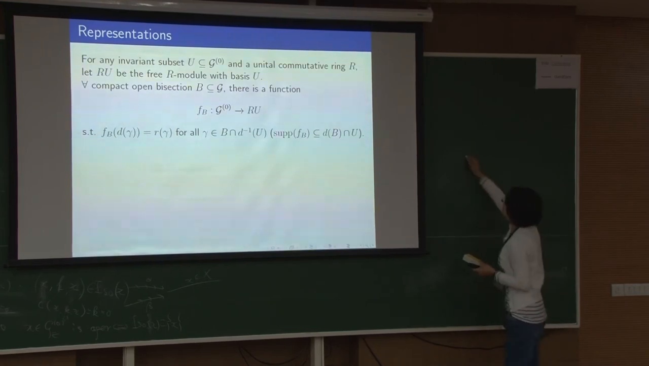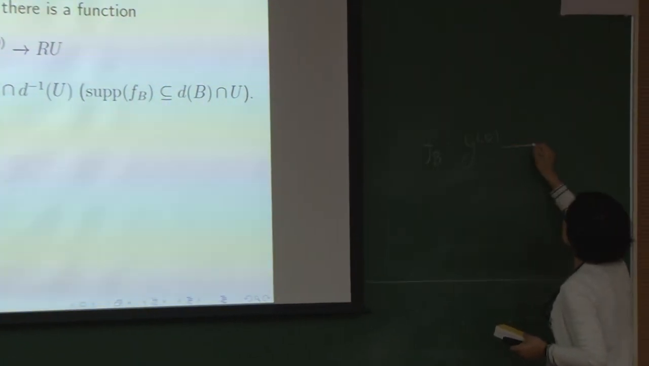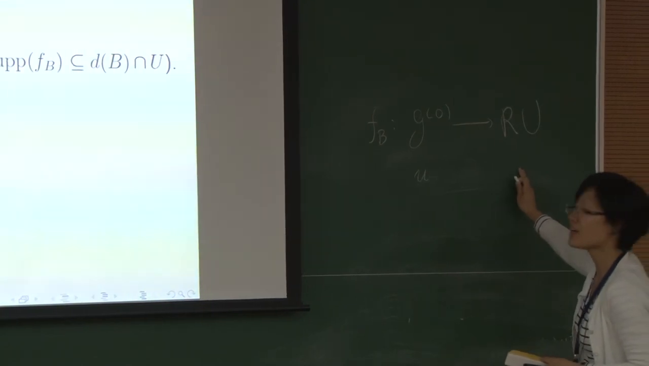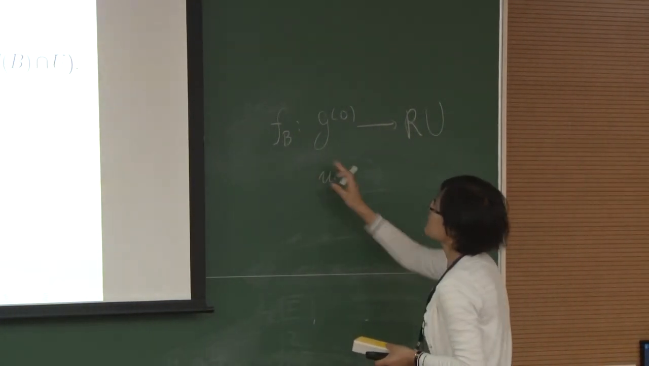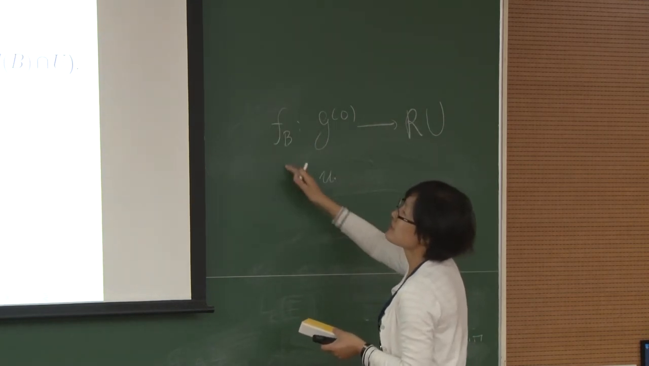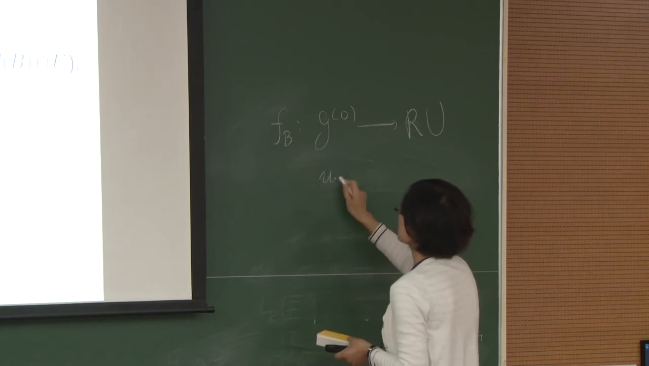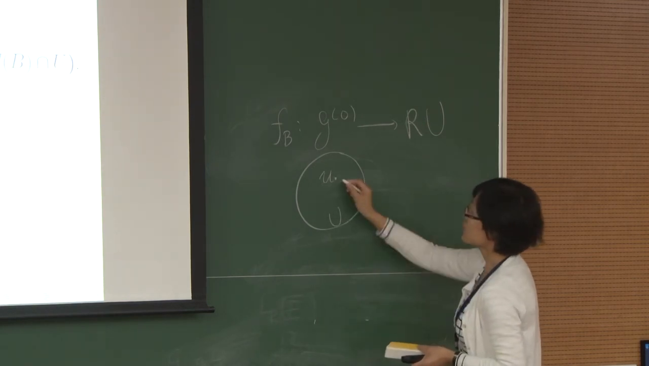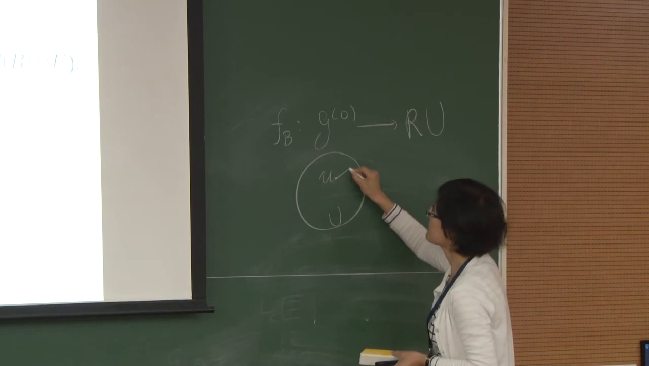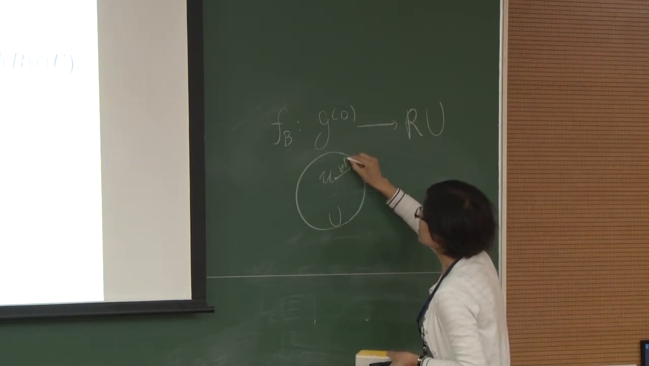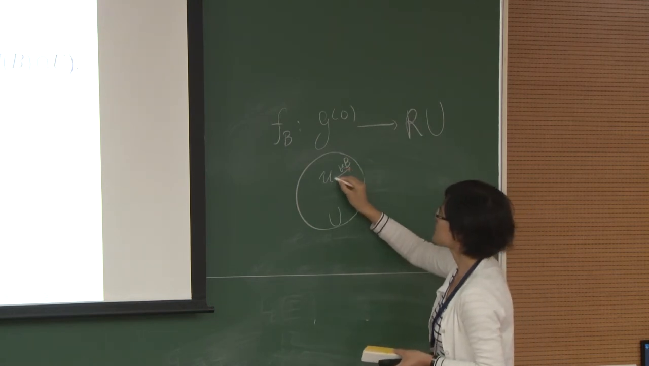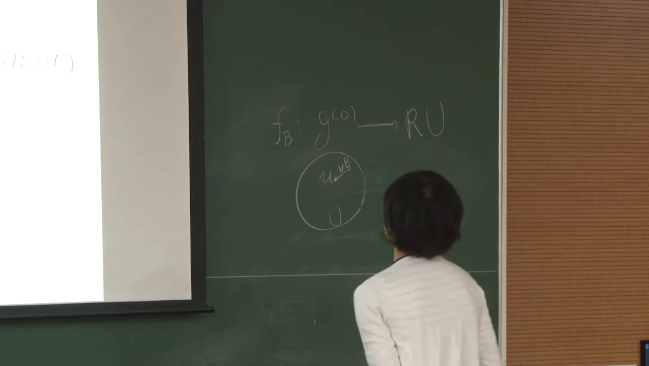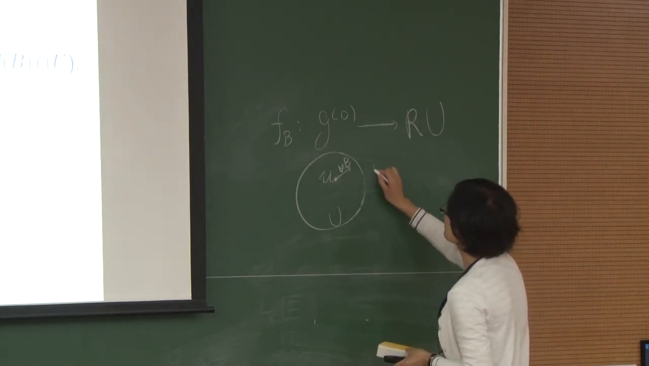This function FB is from D0 to RU. Given any element u, we need to send it here. In fact, the domain of this map FB is contained in the domain of B intersecting with U. That is, if u is in the invariant subset U, and u is the domain of some element b in the given compact open bisection B, then we send this u to the range of that b.